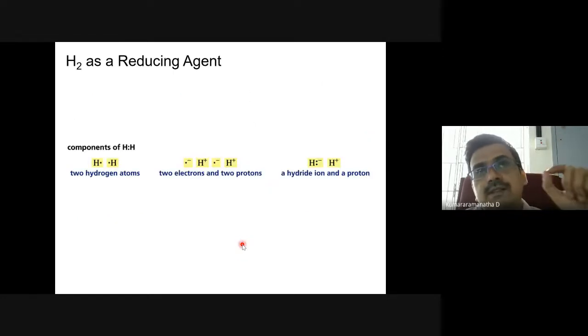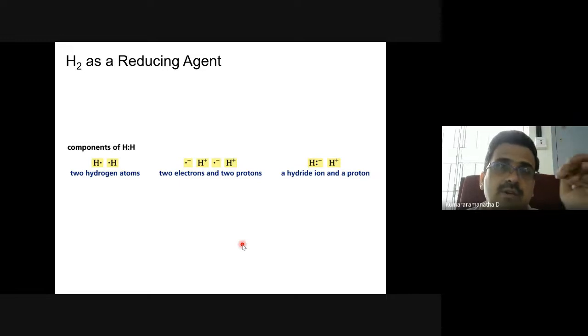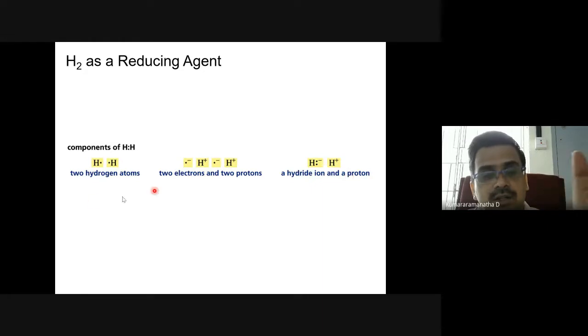Now let us see the role of hydrogen. We have seen the role of oxygen in the form of dichromate and all, nascent oxygen and so on. Hydrogen as a reducing agent. So you are aware of this. Hydrogen can be in the form of hydrogen radicals or electrons, 2 electrons and 2 protons, and a hydride versus a proton. All these are hydrogen.